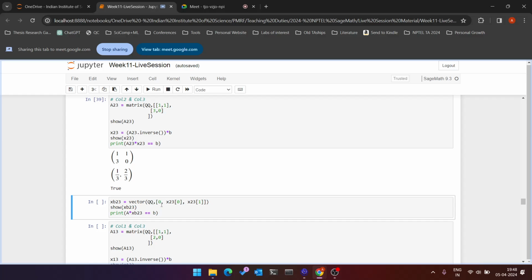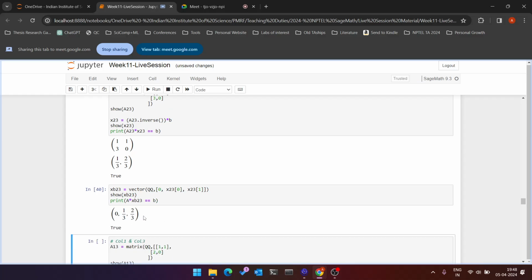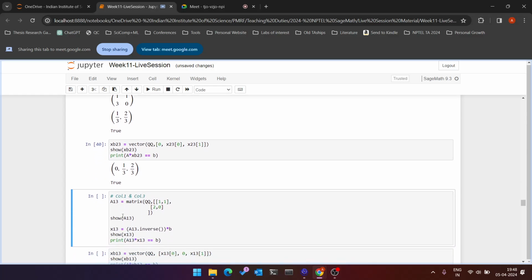So the first column entry for the basic solution needs to be set to 0. So 0 and then x23. And just for safety, I'm checking if A into this xp23 is equaling B. So all the entries here are non-negative, and this indeed looks like a feasible as well as a basic solution. Same thing I do with the first and third columns.